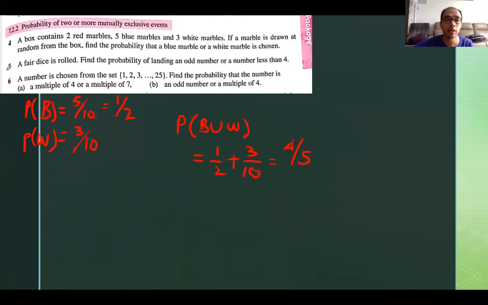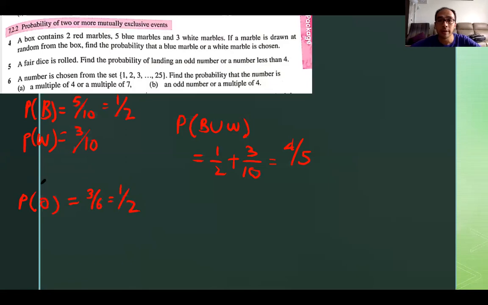All right, let's take a look at number 5. A fair dice is rolled. Find the probability of landing an odd number or a number less than 4. Okay, let's take a look. Odd number. I'm going to call this O for odd number. So what are the odd numbers? 1, 3, and 5. So it will be 3 out of, what is the sample space for a dice? 6, which is 1 over 2.